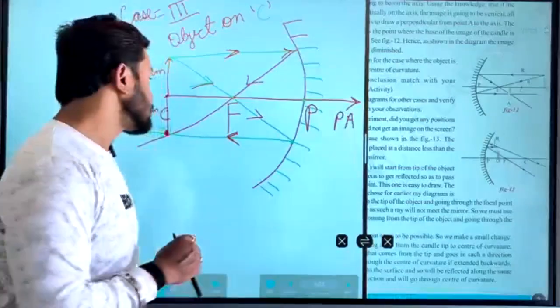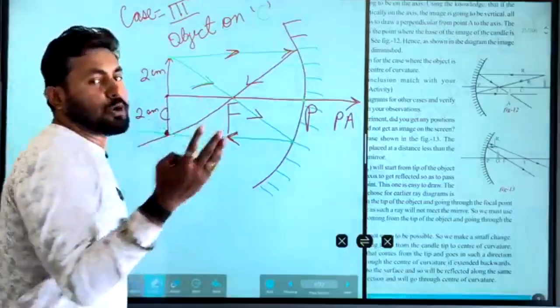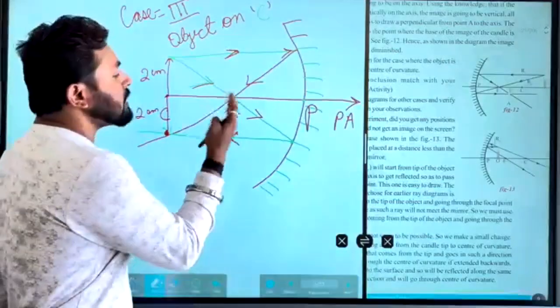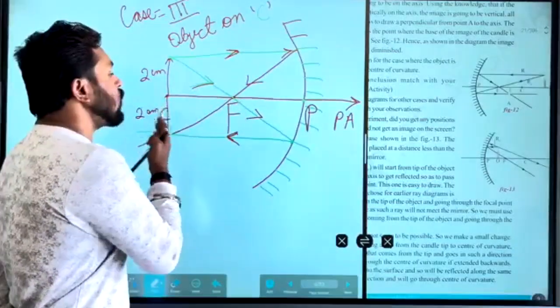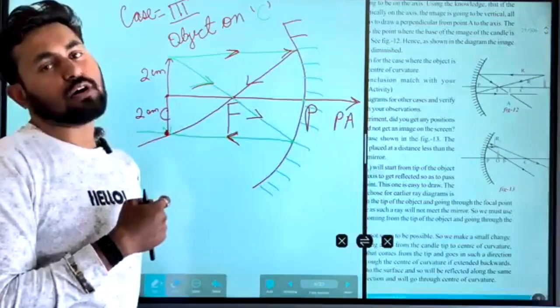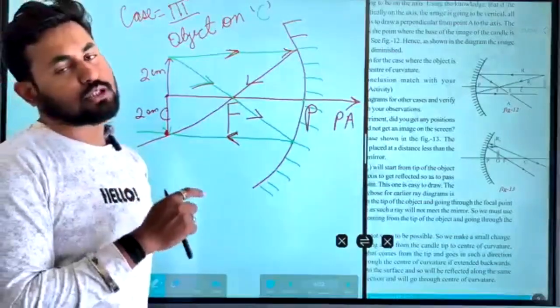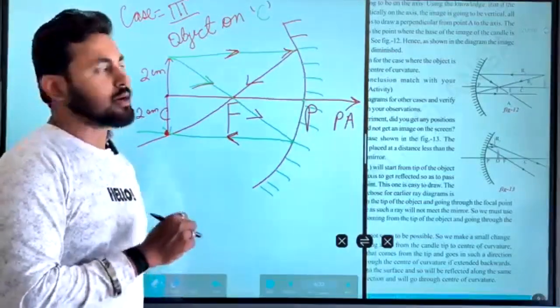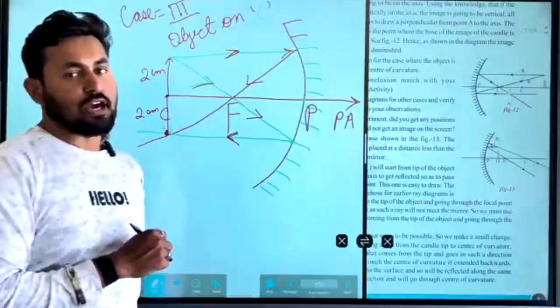Or also, fourth point that you can include is where the image and the object is on the same side of a mirror. Now this is the third case that we have.